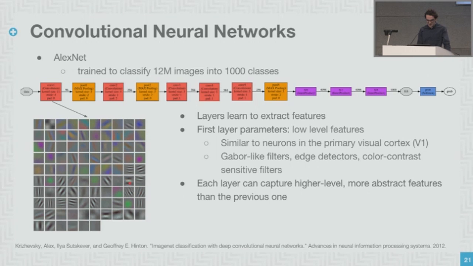And we observe Gabor-like filters, like edge detectors here in different orientations and different scales. We also have color contrast sensitive filters learned here. They detect colors and textures probably. And here each layer can capture a higher level and more abstract set of features than the previous one. So as we go higher and higher, they learn to have a better representation of the input in the output.